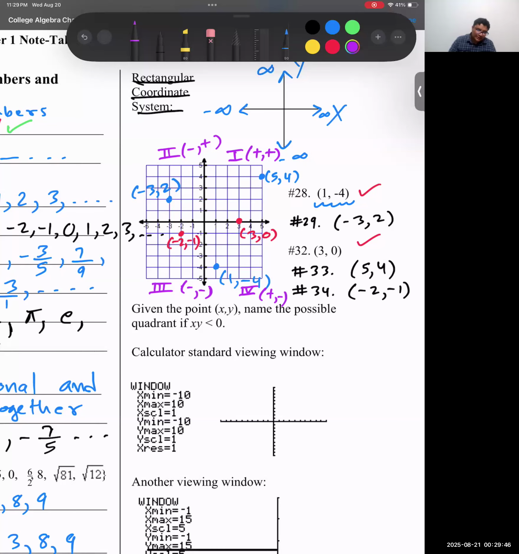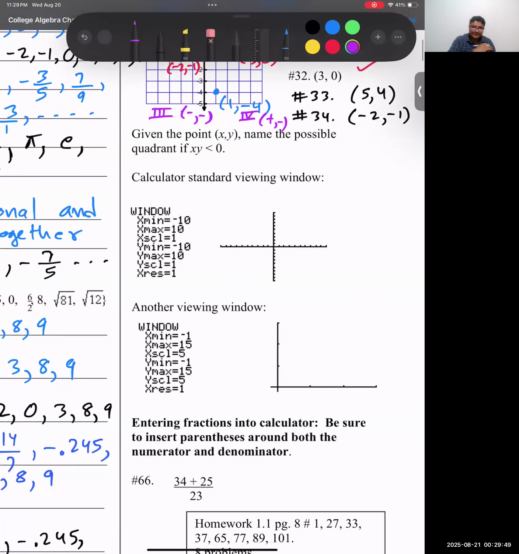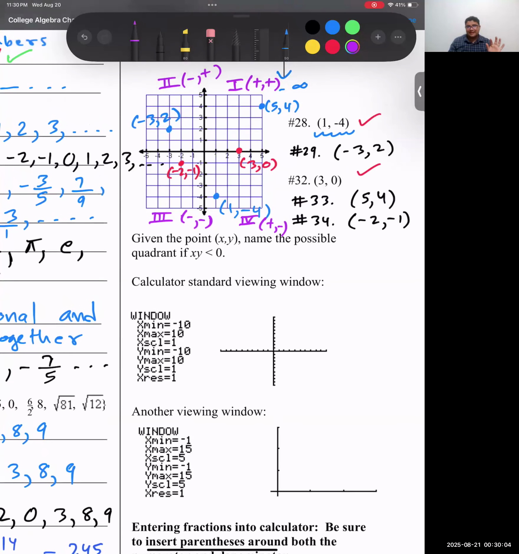Okay. Now I want you to use that understanding in filling this out. Given the point xy, name the possible quadrant if xy is less than 0. Okay. So let's say you take any point, like let's say -4, 7. If you multiply -4 times 7, you get -28, which is less than 0. So in which quadrant is it? In the same way, are there any other possibilities?